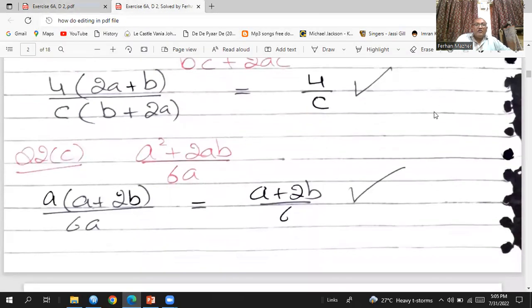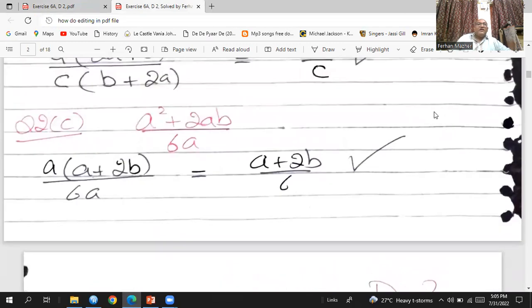Okay, so here we go. From the numerator, you can see a is common, so I will take the a common. So in the bracket, you are left with the a plus 2b, bracket close. In the denominator, you have 6a, so this a and this a can be cancelled. And now you are left with the a plus 2b in the numerator, and in the denominator, you have only 6. So this is how you will simplify this.